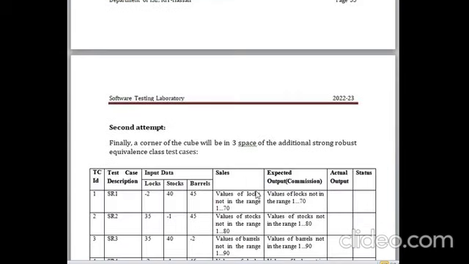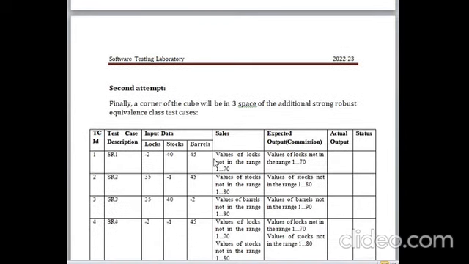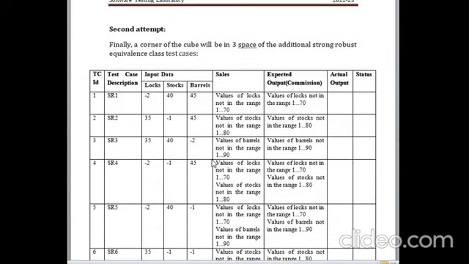So in the second attempt, finally the corner of the cube will be in 3 space, the additional strong robust equivalence class test cases based on the previous partitioning. Then we give the strong robust values here. Strong robust means, starting with the weak robust values, we give 2 out of range values for the inputs.